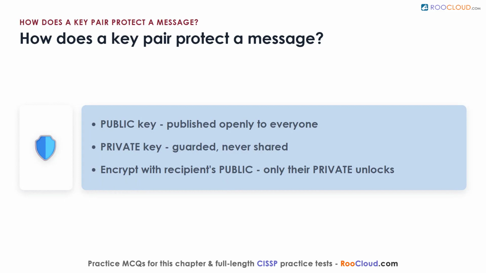How does a key pair protect a message? Every user gets two matched keys. The public key you publish openly to the whole world, the private key you guard and never share, apart from formal escrow or recovery arrangements. Here is the flow. To send you a message, I encrypt it with your public key. Once I do that, not even I can read it back. Only your private key can unlock it. The keys are mathematically linked, so possessing the public half gives an attacker no way in. That is the elegance of the design.